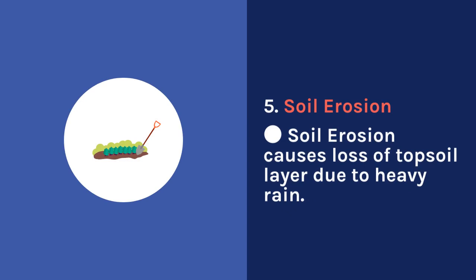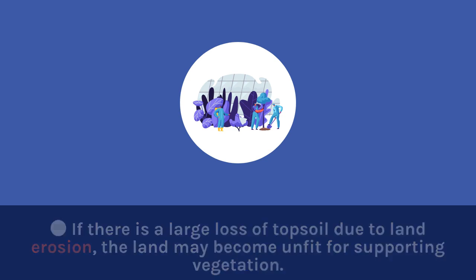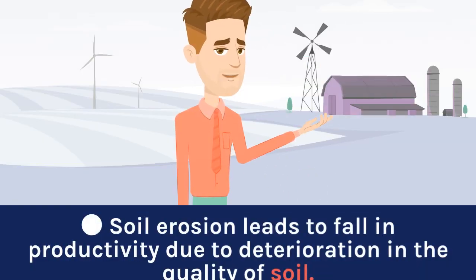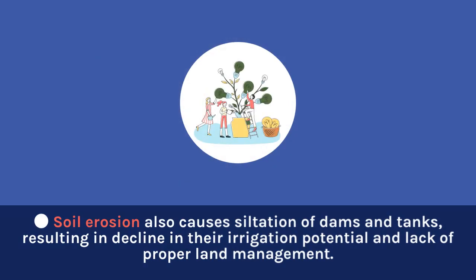5. Soil erosion. Soil erosion causes loss of topsoil layer due to heavy rain. If there is a large loss of topsoil due to land erosion, the land may become unfit for supporting vegetation. Soil erosion leads to fall in productivity due to deterioration in the quality of soil. Soil erosion also causes siltation of dams and tanks, resulting in decline in their irrigation potential and lack of proper land management.